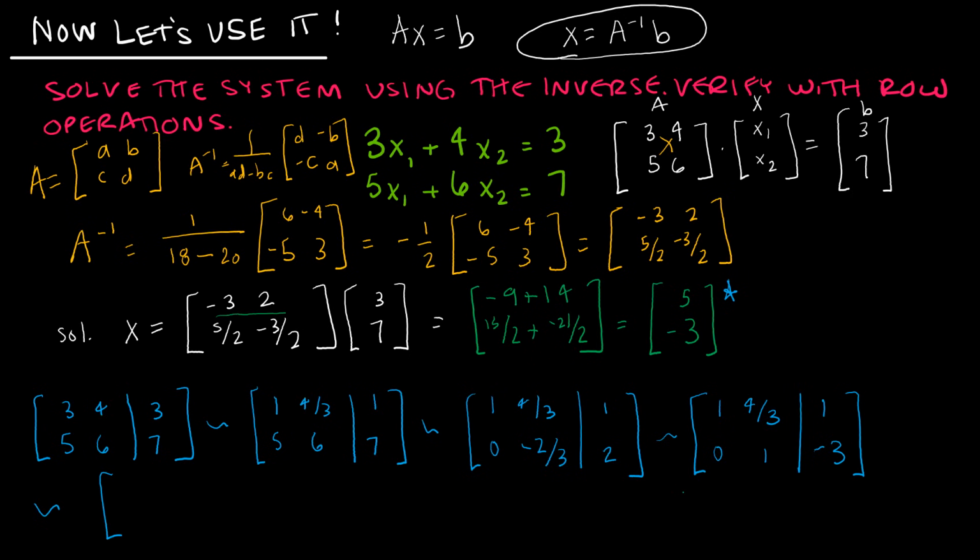I'm going to keep that second row the same. I'm going to multiply it by negative 4/3 and add it to row 1. So 0 plus 1 is 1. Negative 4/3 plus 4/3 is 0. And then negative 4/3 times negative 3 is positive 12/3, which is positive 4, plus 1, which is positive 5. And so, notice I have my result of 5, negative 3 is x, which is our solution.